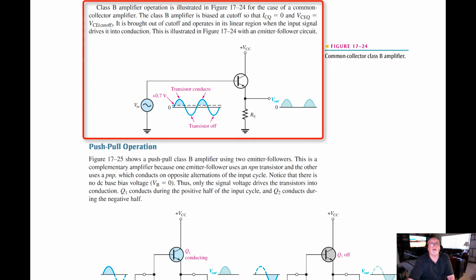So we can see it illustrated below with an emitter follower circuit. What makes it an emitter follower? Again, we don't have a resistor here, but we do have a resistor here. So we can see what they're talking about in terms of the input voltage here when the transistor conducts and when the transistor is cut off, and what the output should look like.